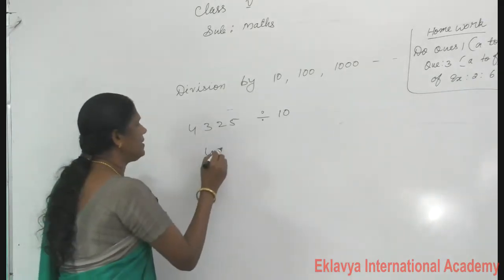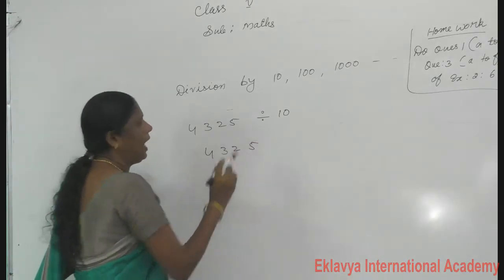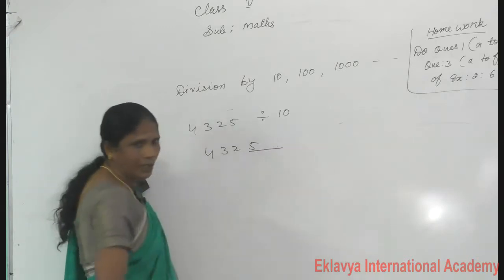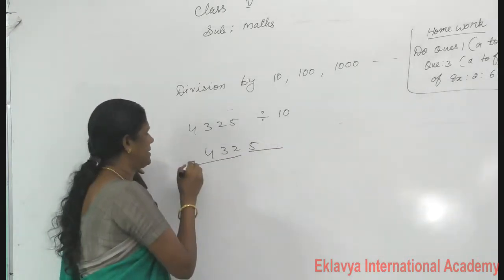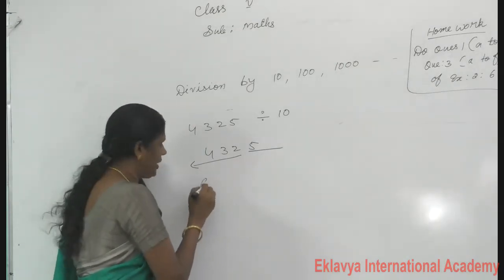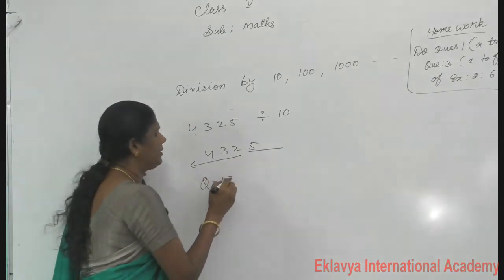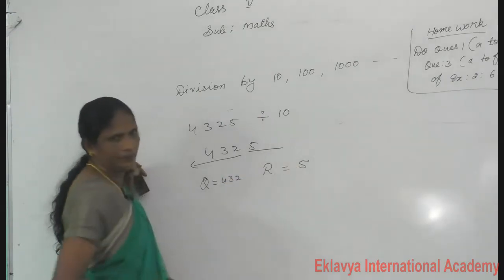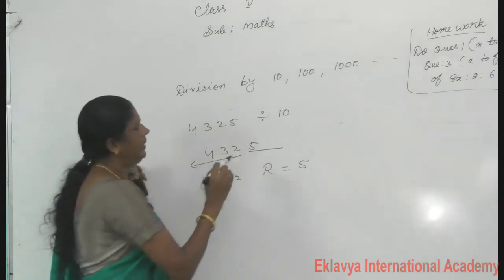Here 4325. How many digits do we remove? One digit. This 5 we remove. Then 432 is the quotient. Quotient is equal to 432. Remainder is equal to 5. Understand?